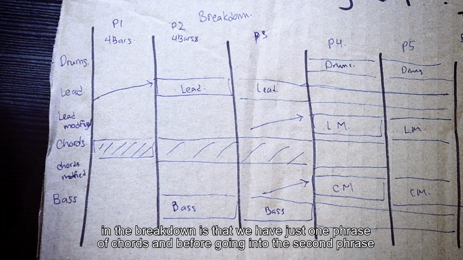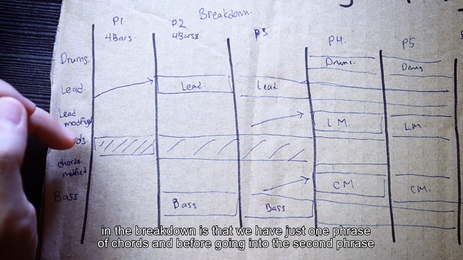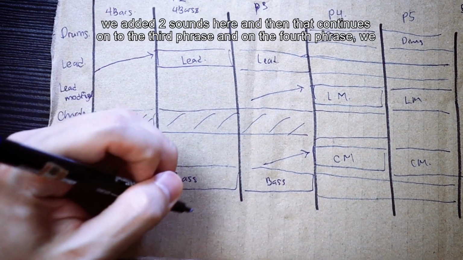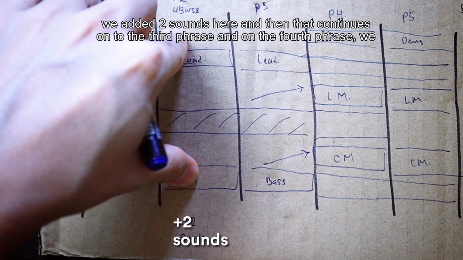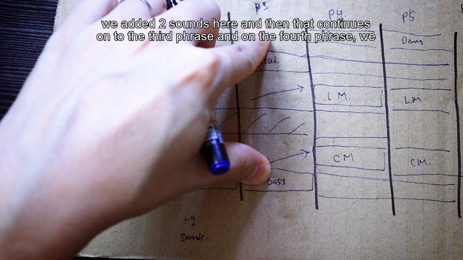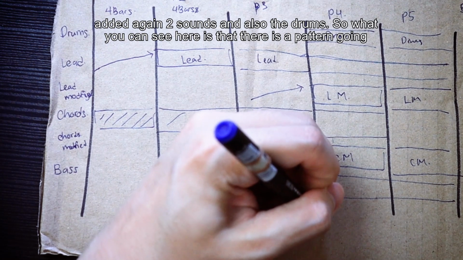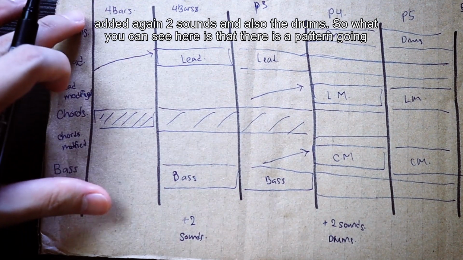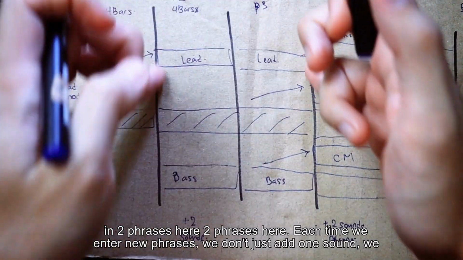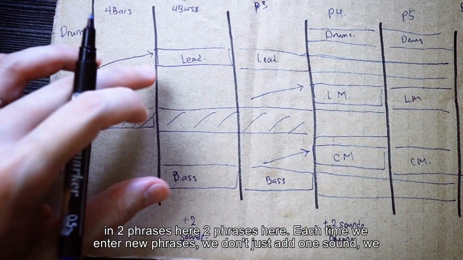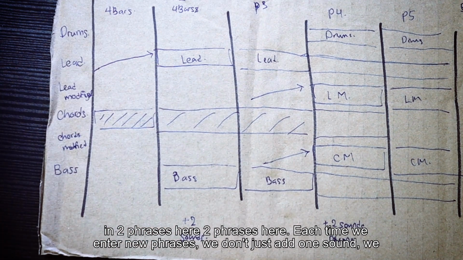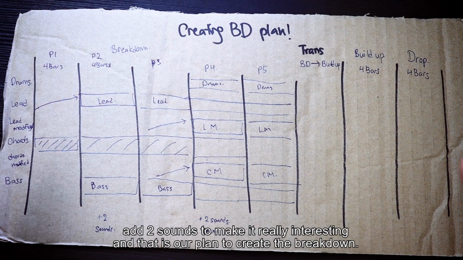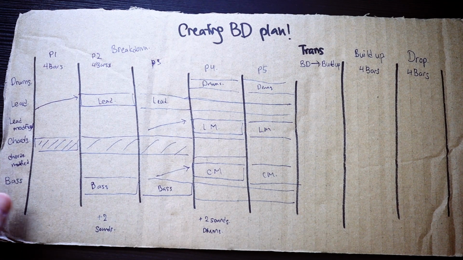So what's happening in the breakdown is that we have just one phrase of chords, and before going into the second phrase we added 2 sounds here, and then that continues on to the third phrase, and on the fourth phrase we added again 2 sounds and also the drums. So what you can see here is that there is a pattern going in. 2 phrases here, 2 phrases here. Each time we enter new phrases, we don't just add 1 sound, we add 2 sounds to make it really interesting. And that is our plan to create the breakdown.